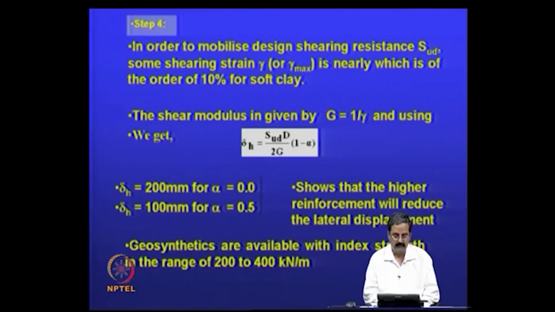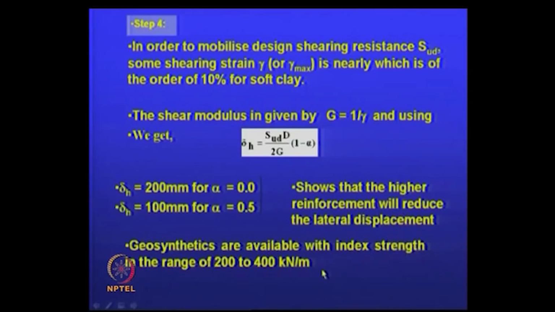Now we know how much reinforcement force is required, and how much stiffness is required. You have some rough idea of the influence of this alpha factor and the factor of safety, so everything is fine. Now you have to choose a geogrid, and the information is that geosynthetics are available with index strength in the range of 200 to 400 kilonewton per meter. One company, different companies have, and how do you choose based on this?